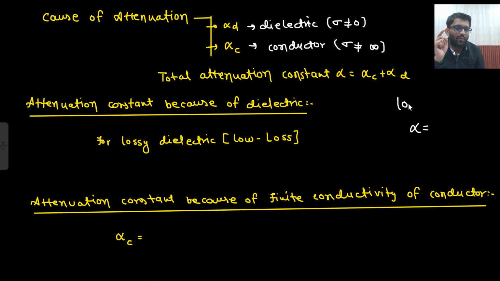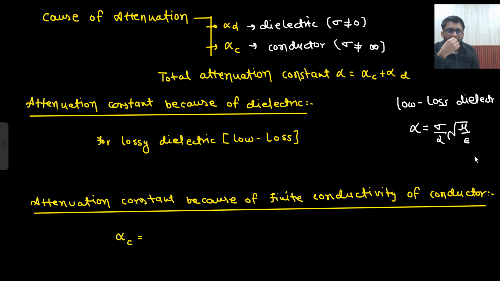For low loss dielectric, in EM wave we studied this formula. If you remember, that was sigma by 2 under root mu upon epsilon. Do you remember it? You can go to your EM wave chapter. There, before starting the assignments, I have taught this formula. Alpha is equals to sigma by 2 under root mu by epsilon.